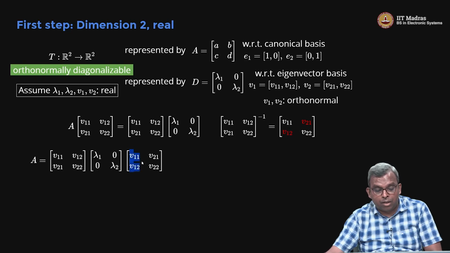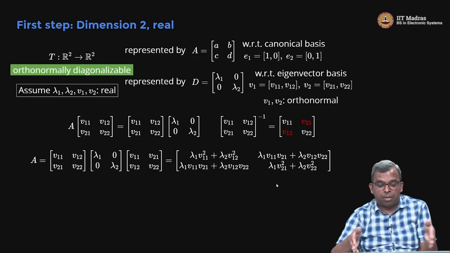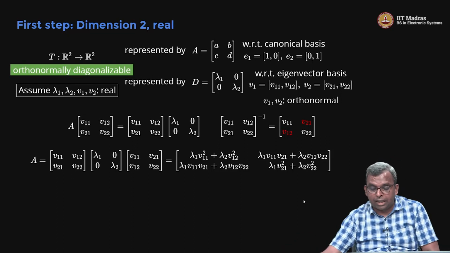So, notice that this is the inverse, right. This guy is the same as this inverse. So, it is a transpose. Okay. So, now I can multiply through. If I multiply through, I get this kind of an expression. You can simplify this, it is just multiplying 2 by 2 matrices. You do that, you get this.